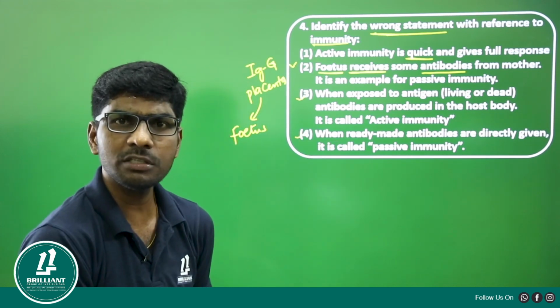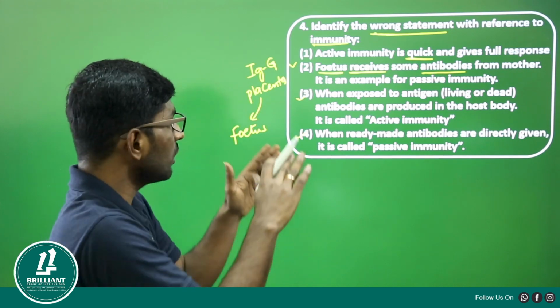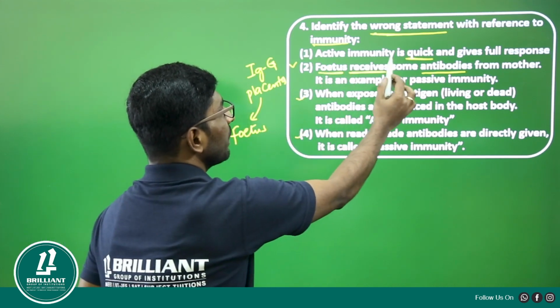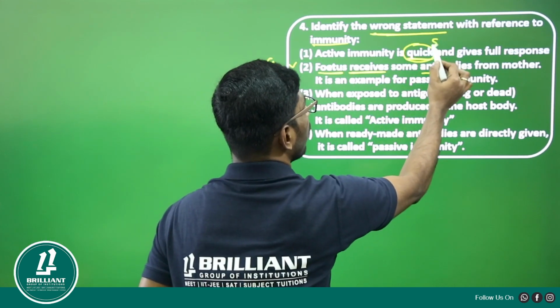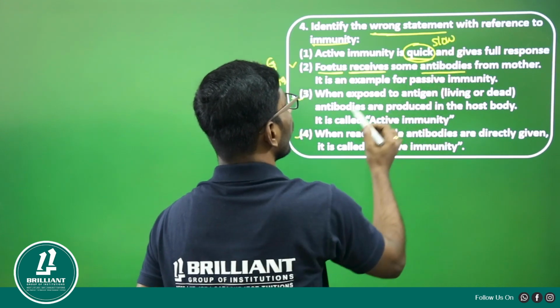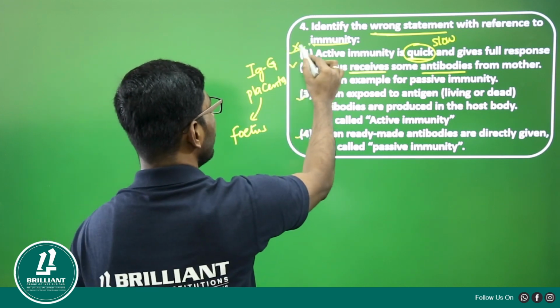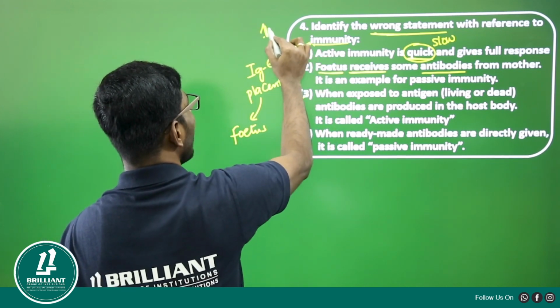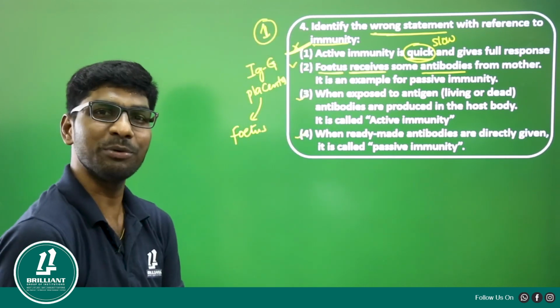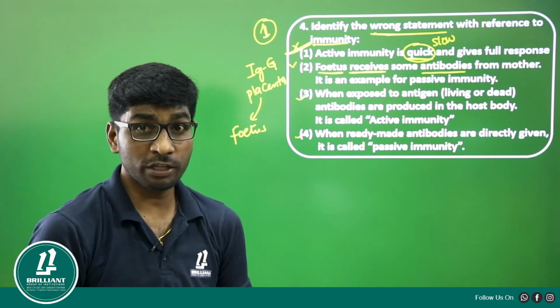So which statement is wrong among these 4? Active immunity is not quick. It is a slow process. So this is wrong. So the correct answer of this question is what? Option number 1 is the right answer about immunity. Shall we go on to the next question?